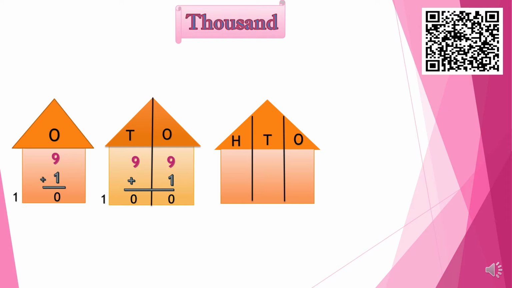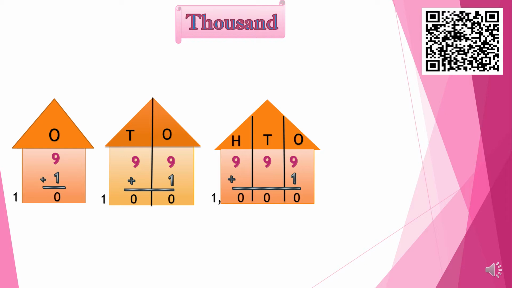The greatest number I can put inside this house, I need the greatest 3-digit number. The greatest digit is what? 9. So I need 3 nines for these 3 rooms. So the greatest number is 999. Okay, I will add 1. After 999, let's add together 9 plus 1, 10. Put 0 and carry 1. 1 plus 9, 10. Put 0 and carry 1. 1 plus 9, 10. We will put the total 10. So 999 plus 1 will be our new number, which is 1000.